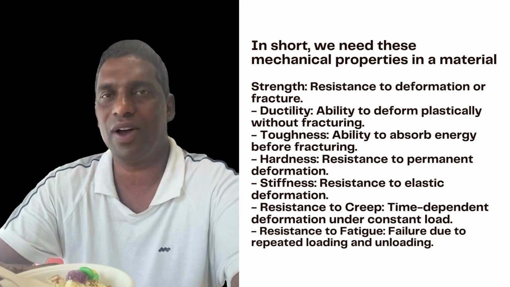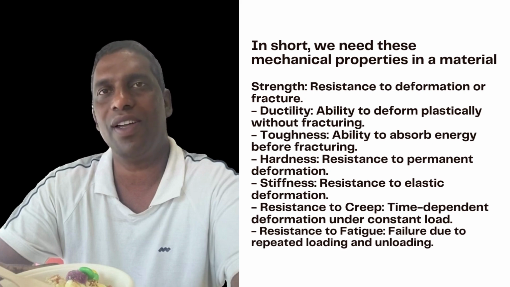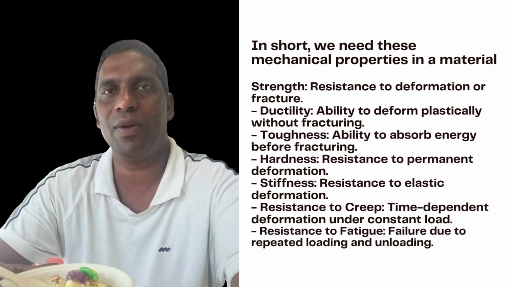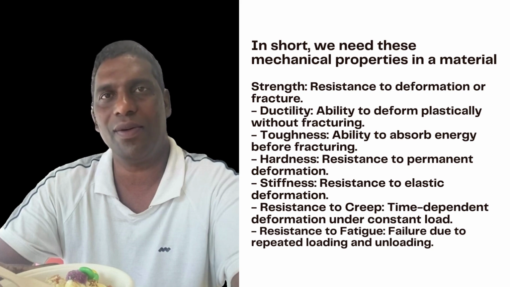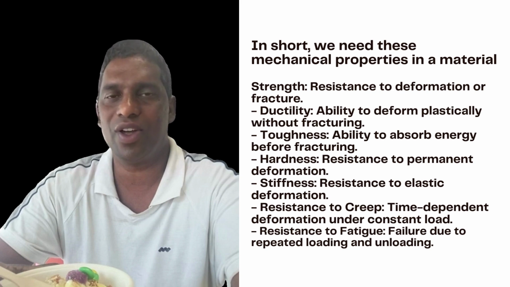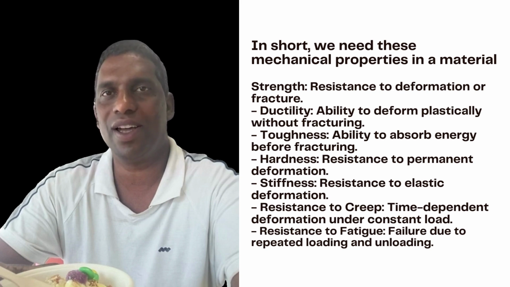Hardness, this is all about how resistant a material is to permanent deformation. Stiffness, this is the resistance of a material to elastic deformation. Creep, this is when a material changes shape over time under a constant load. Fatigue, this happens when a material fails after being loaded and unloaded many times.